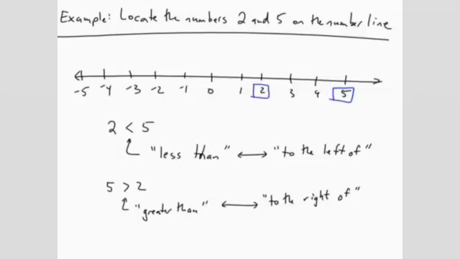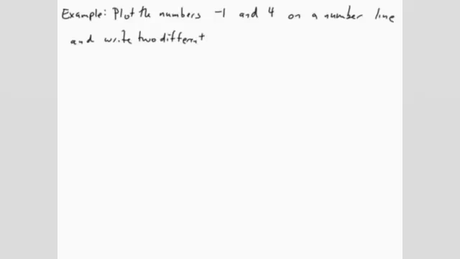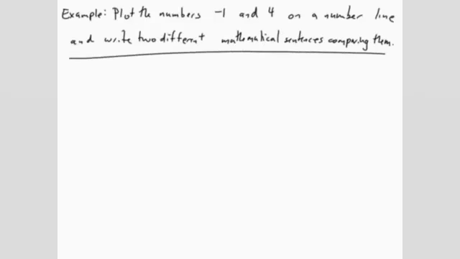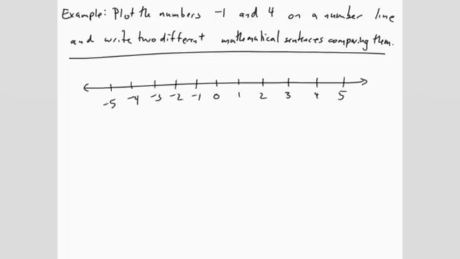Once we understand these values geometrically, working with negative numbers becomes very simple. Example, plot the numbers negative 1 and 4 on a number line, and write two different mathematical sentences comparing them. We will start off by drawing the number line. And then we will locate the numbers negative 1 and 4.